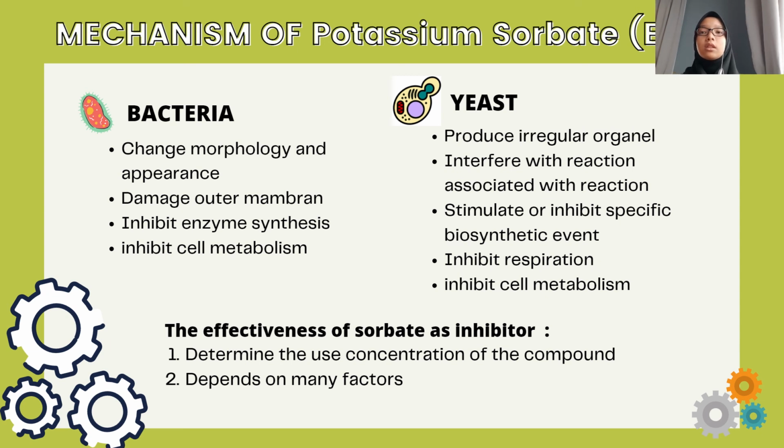Lastly, sorbate also inhibits cell metabolism in yeast, bacteria, and mold by reducing microbial assimilation from many substrates, a decrease in the oxidative assimilation of substrates such as fumarate, glucose, and pyruvate. Overall, the effectiveness of potassium sorbate as an inhibitory agent against key microorganisms is used to determine the use concentration of the compound, and it also depends on factors such as pH of the food, ingredients of the product, other additives present, product contamination, processing, packaging, storage temperature, length of storage, and sanitation.